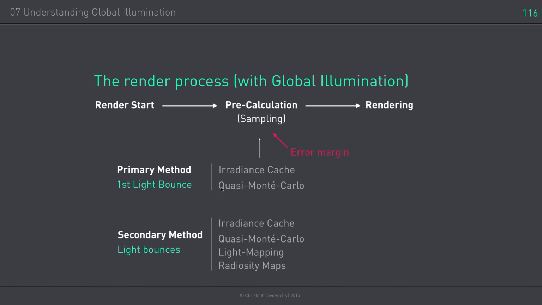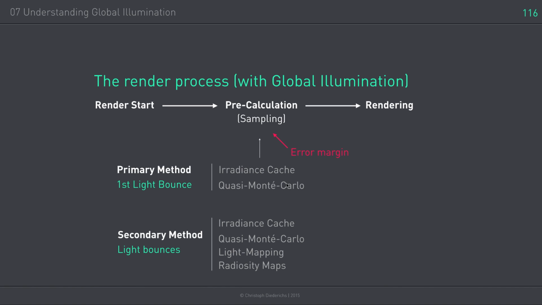So depending on what you want to do, you might want to pick the quasi-Monte Carlo for the primary method and choose a much faster method for the secondary method. This could be, for example, light mapping. There are a lot of different combinations you can choose, and you can have a look into the Cinema 4D help file and see what the ups and downs of using the different combinations are.